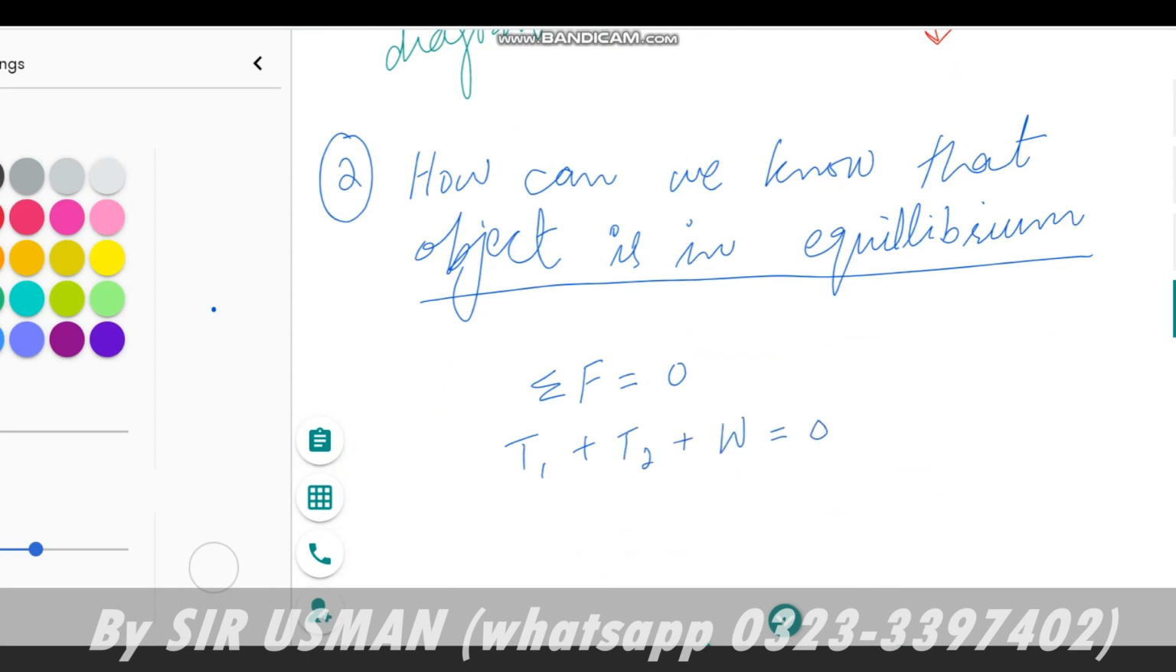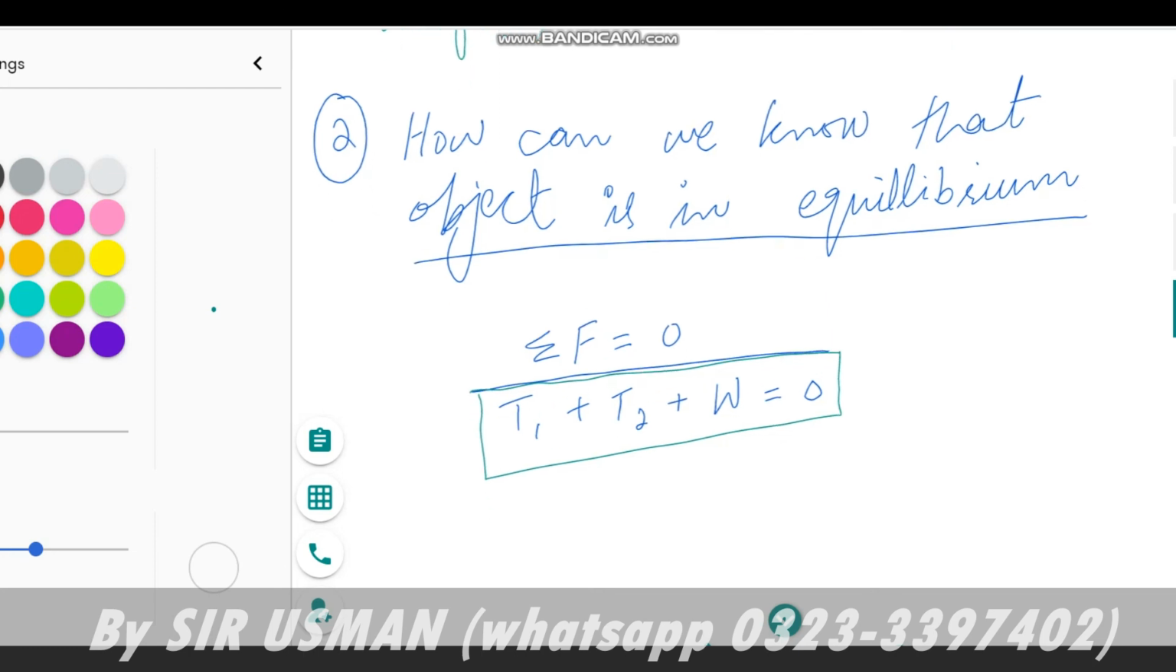If the answer is 0 in this case, this is the only condition that ensures the object is in static equilibrium, not dynamic. It may be in dynamic equilibrium because of the moments acting on it, but it is in stationary, static equilibrium. The sum of forces is zero.